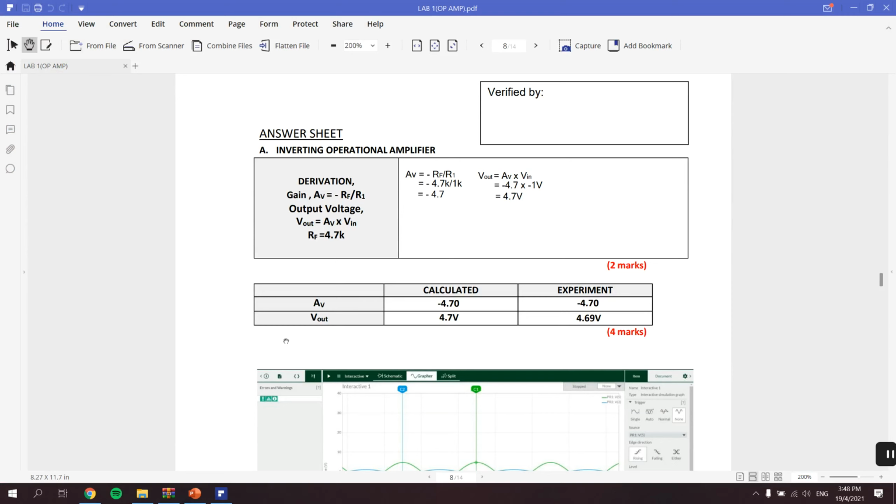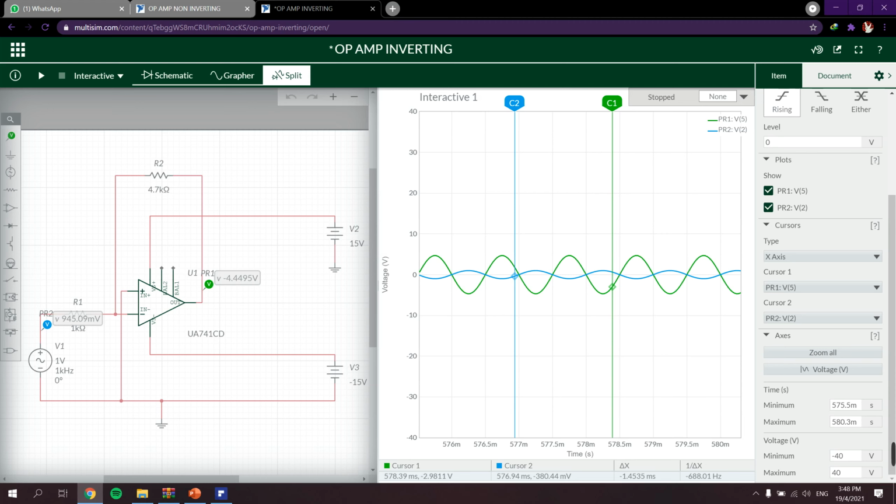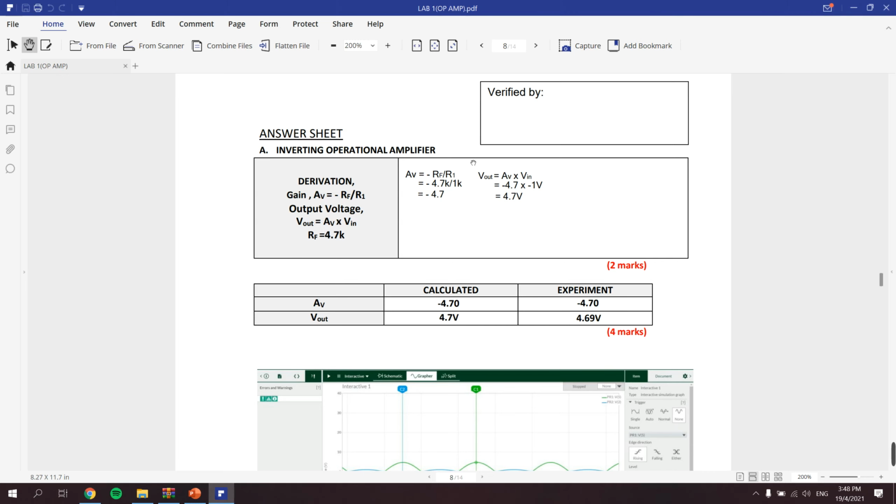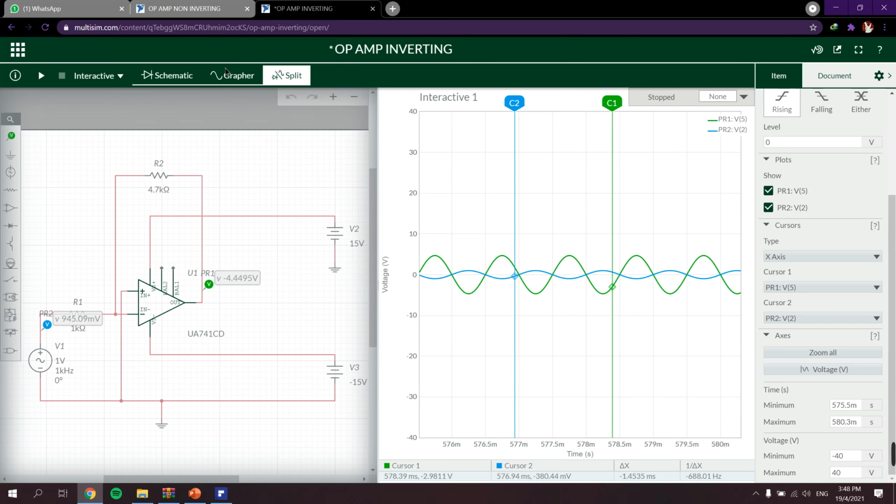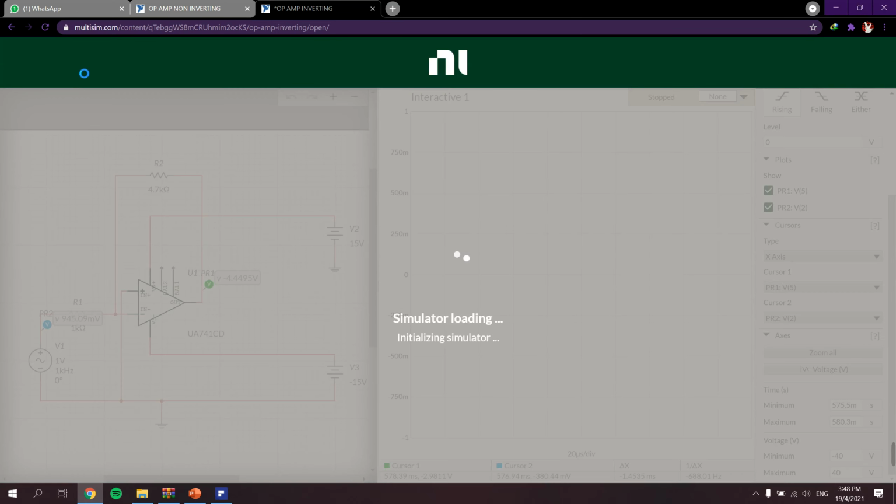So today I'll be doing lab 1 for analog 2. We will first do the inverting operational amplifier. This will be the first value for RF, which is 4.7 kilo ohm. I already did the calculation. We should get around negative 4.7 gain and 4.7 volts. So this is our circuit. I'll simulate.